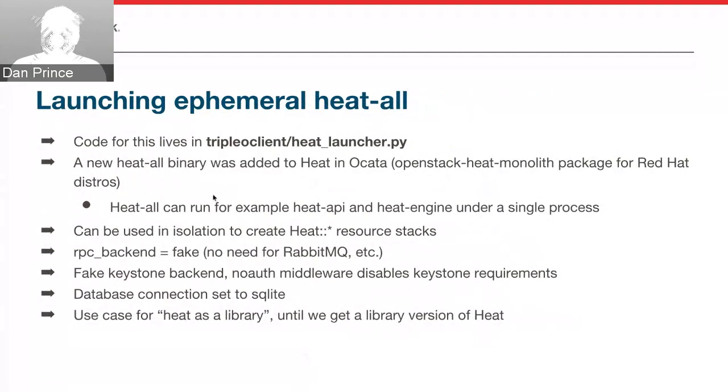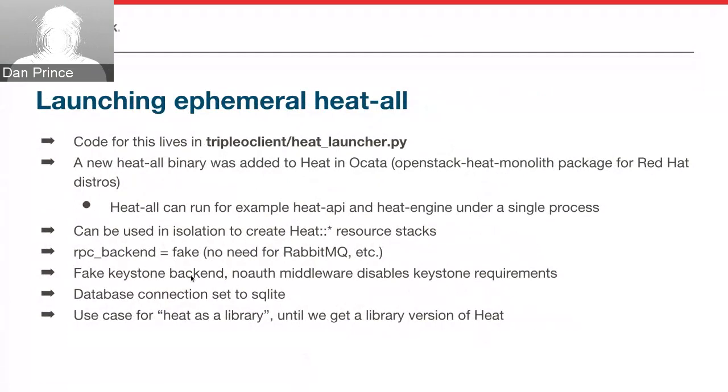One of the things is we added a new heat-all binary in Akata, and this is actually in a kind of weirdly named heat OpenStack heat monolith package. But what that binary does is it basically gives you a single process launcher that can fork exec heat API and heat engine at the same time, and by doing that you can get a feature that feels like you're using heat as a library. So we run RPC backend equals fake. We use a fake keystone backend, and we set the database to SQLite. And the socket is set so it only listens on localhost. So all these things are there.